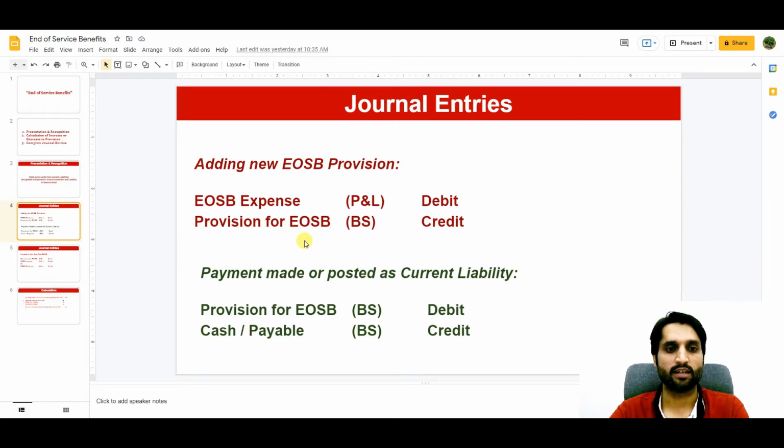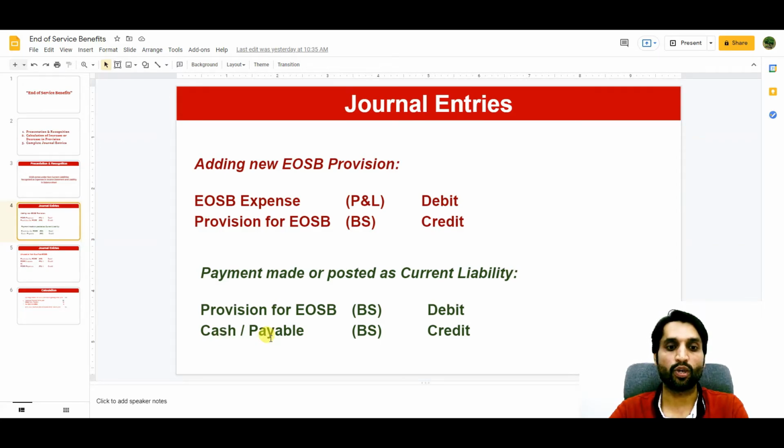When payment is made, or posted as a current liability: when we are paying the end of service benefit to our employee who is leaving, then provision for end of service benefit in the balance sheet will be debit, as our balance will decrease in this account. And if we are paying by cash or bank, that will be credit.